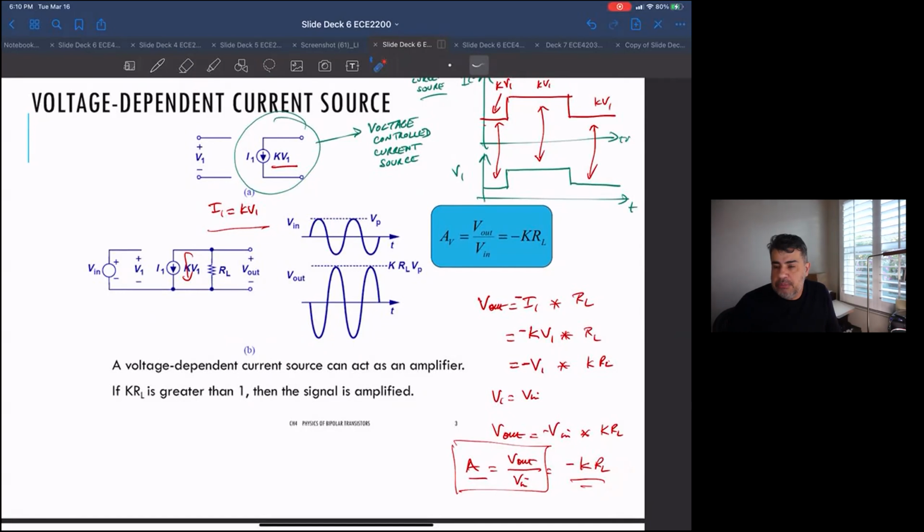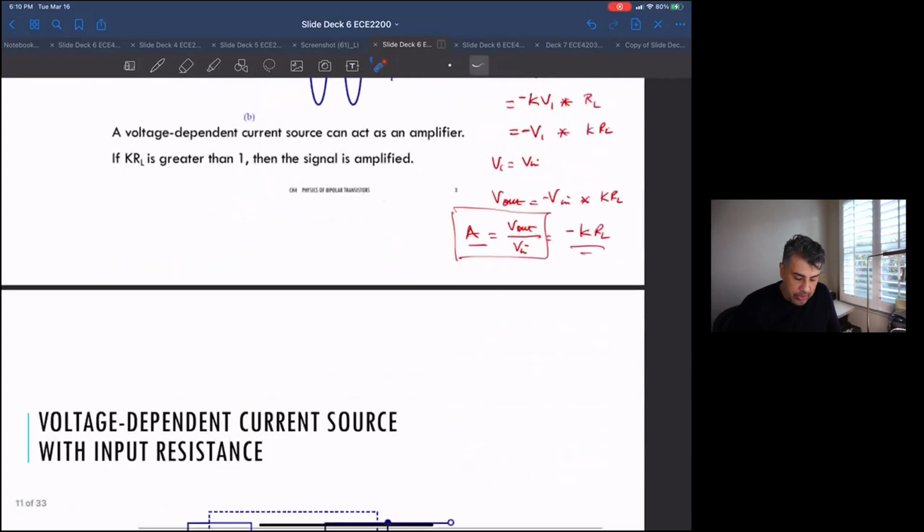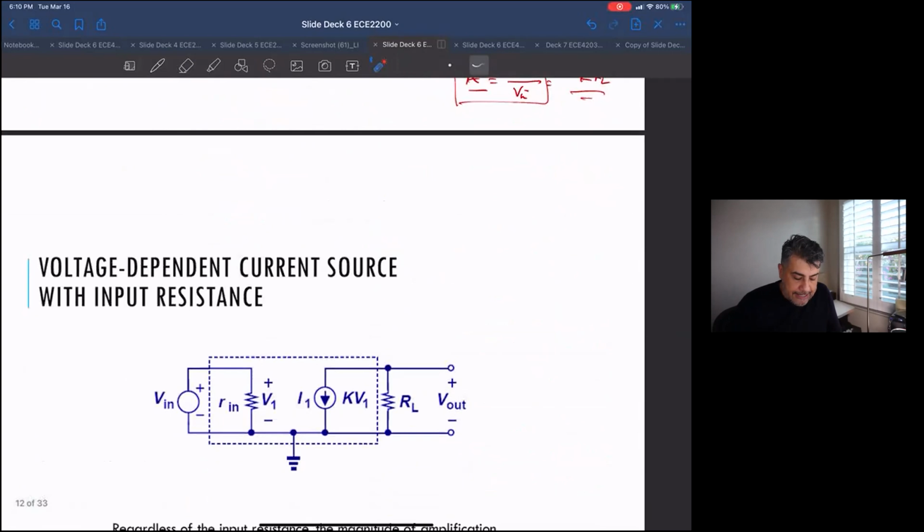Gain can be... 95% of the time what you'll encounter is voltage output to voltage input gain, but amplifiers can be implemented with any combination of voltage and current. So current input, voltage output, whatever, voltage input, current output. But again, most of the time you're going to see voltage in, voltage out, and certainly in this class.